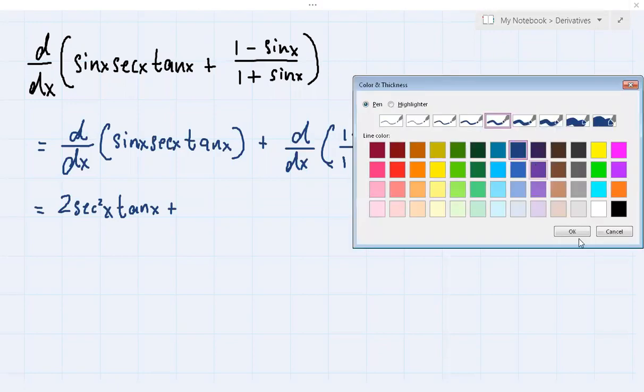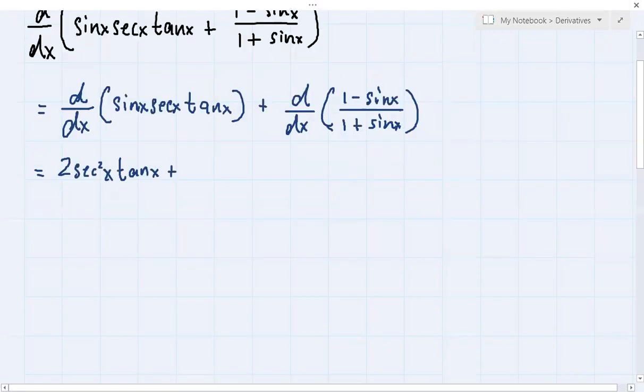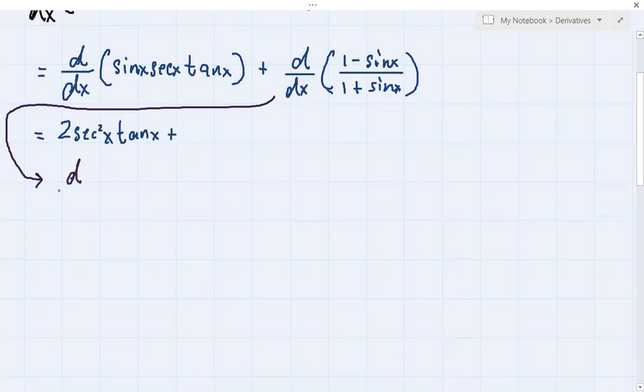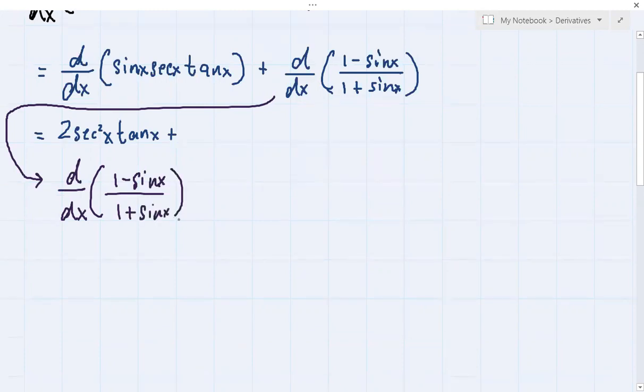Now, for the last term, since we have a fraction here, and as you can see, we cannot simplify it because it is already simplified. So, we will use the quotient rule of differentiation. Okay? So, the derivative of 1 minus sine x all over 1 plus sine x. Ayan na siya.